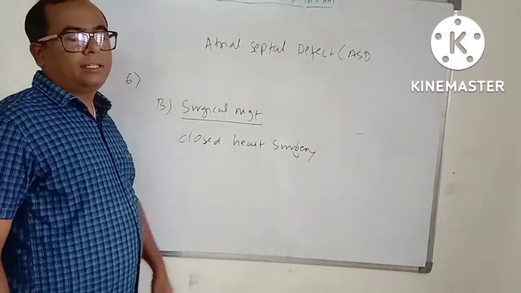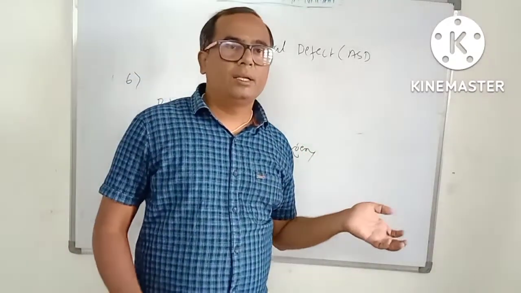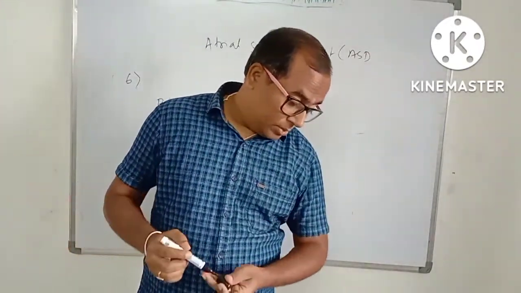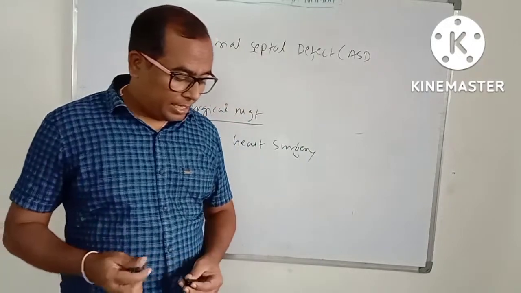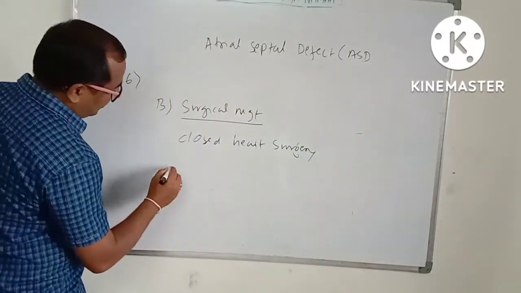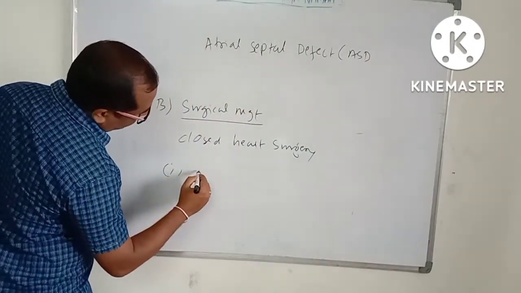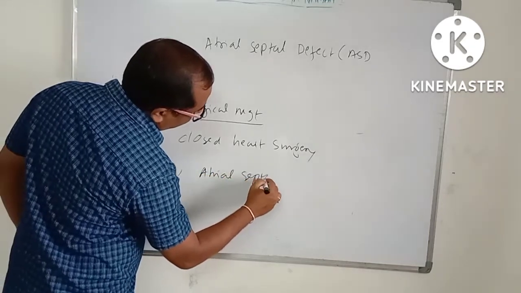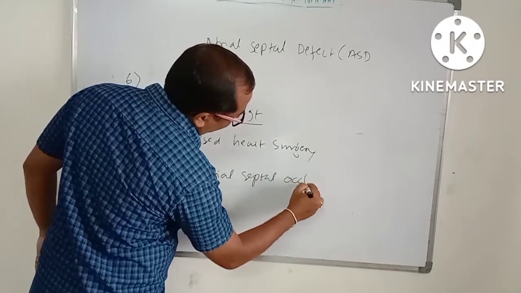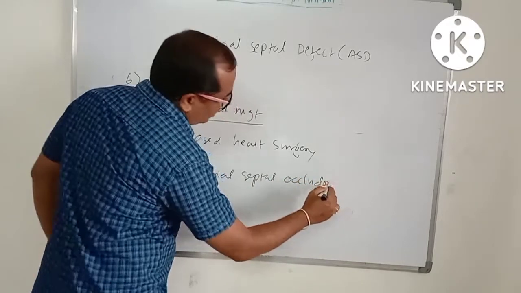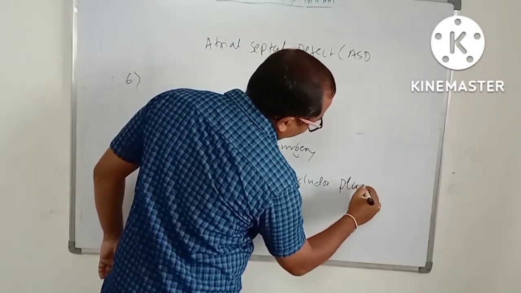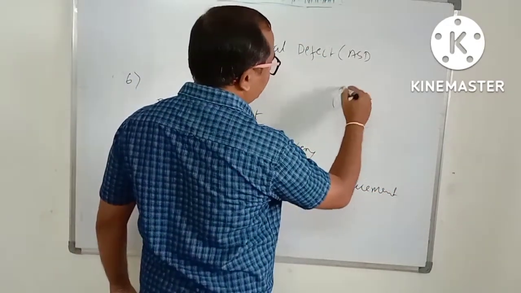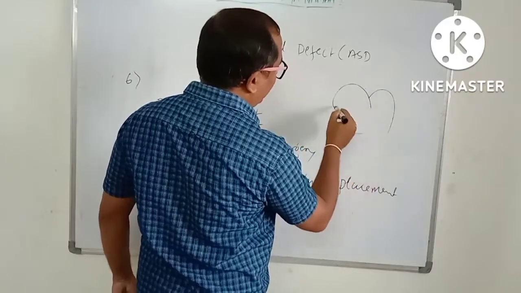In this closed heart surgery, the heart is not opened. So without opening of the heart, the ASD defect is closed. In this closed heart surgery, atrial septal occluder placement is done. So what they do here in this closed atrial septal defect closure is atrial septal occluder placement.